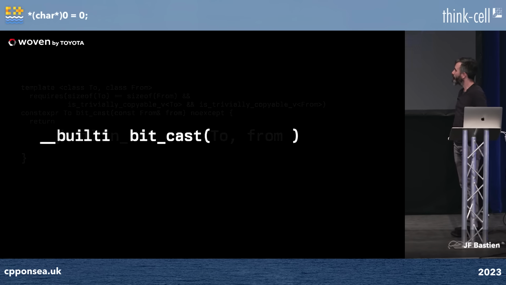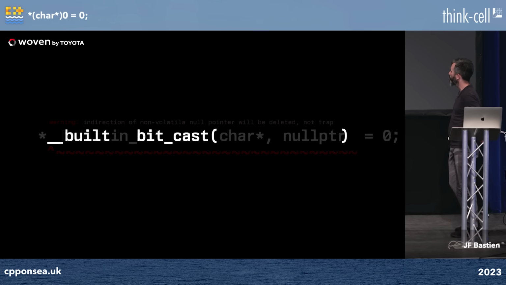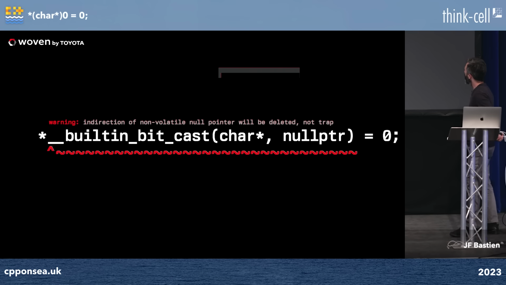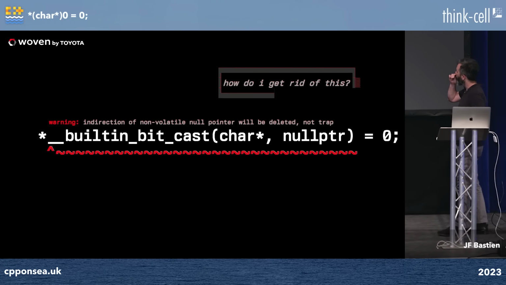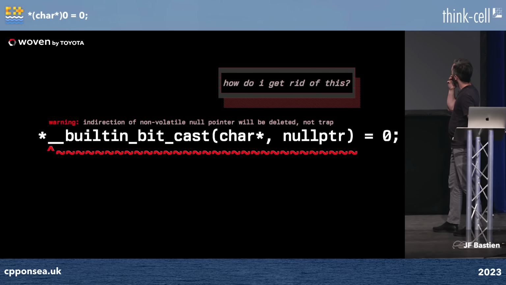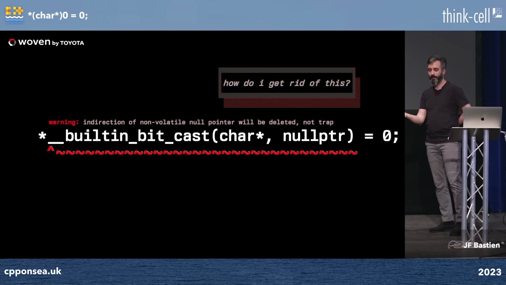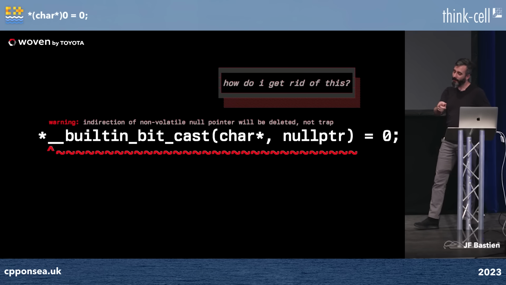So let's go back to our call of builtin bitcast, which we found really beautiful. And it was saying this, right? So it's still just a warning, but I want to get rid of it. How do I get rid of it? Any ideas? Without turning off the warnings.